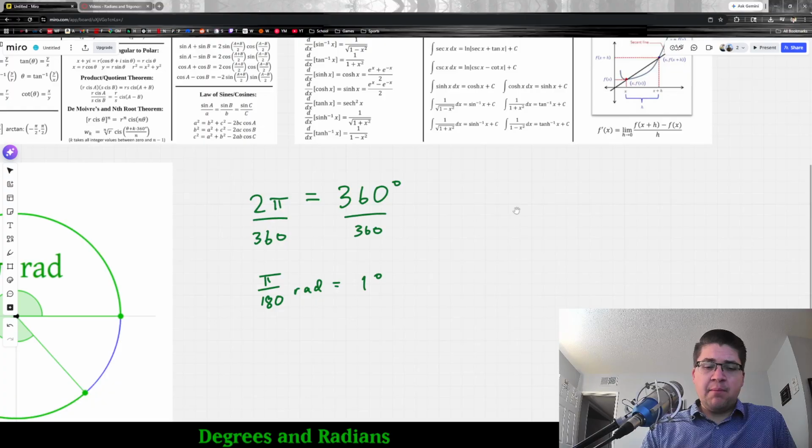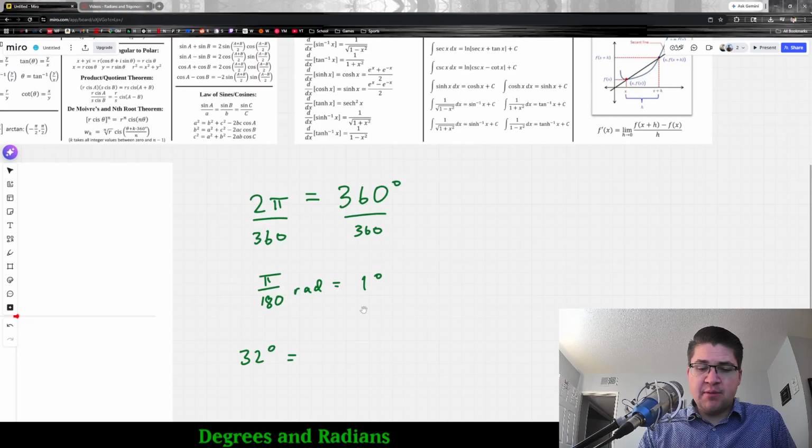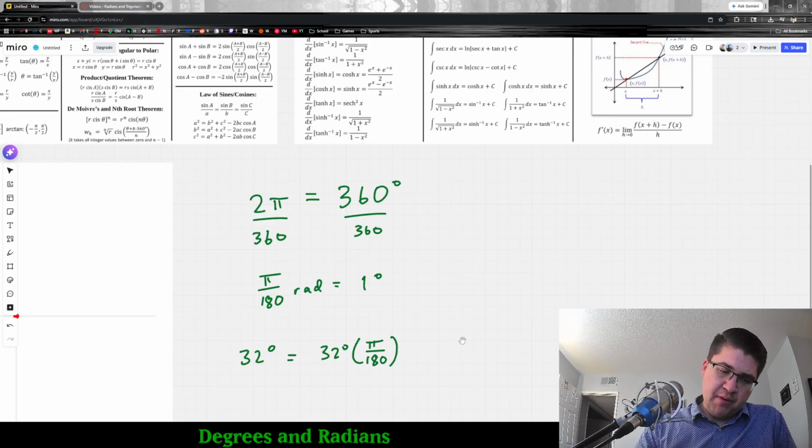So say, for example, we had 32 degrees and we wanted to know what that is in radians. Well, we could just multiply both sides of the equation by 32. But essentially, to convert this into radians, we could take 32 degrees and multiply by pi over 180. And let's actually remove our units from here, because this will essentially cancel out the degrees. You could think of that as being in the denominator, but again, I'm not going to worry about the dimensional analysis here because that's not the point of the video.